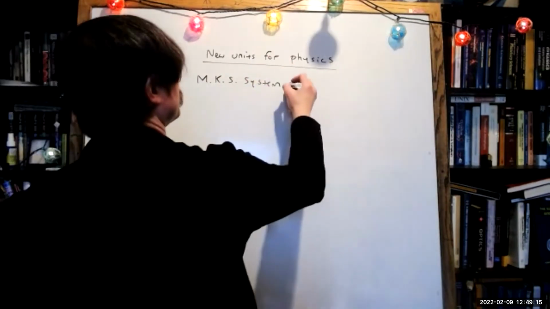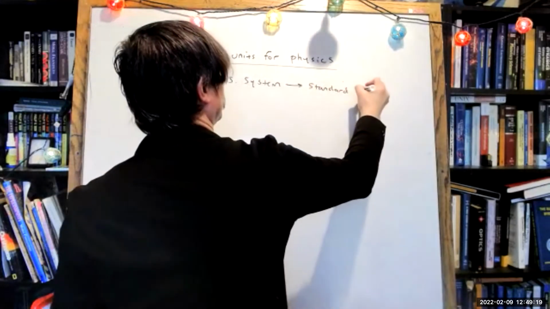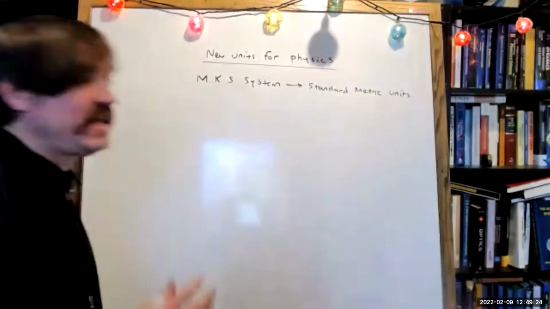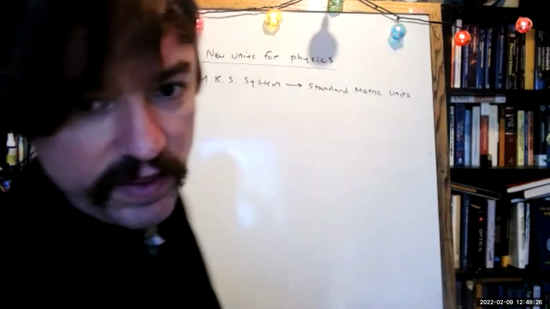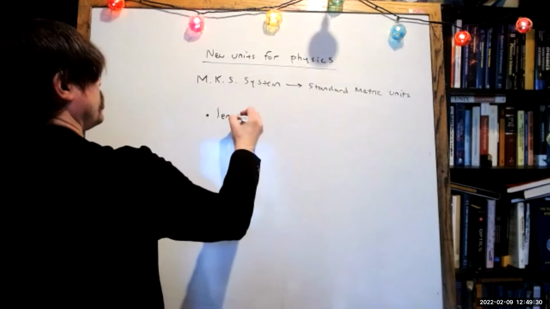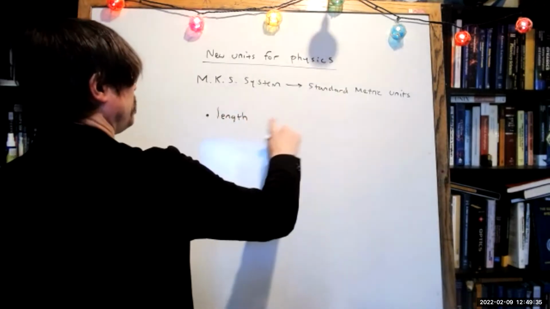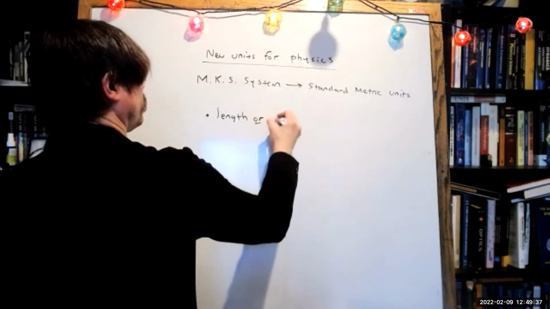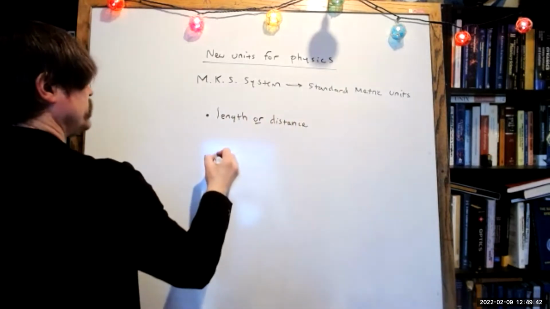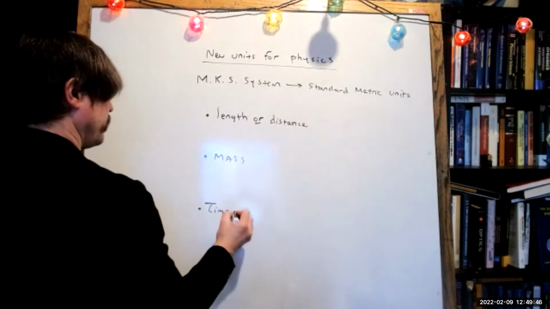And they're basically sort of like your standard metric units. There are many different metric units. The basic quantities that we will be considering are either length or distance. I don't want you to think that's divided by length or distance. And then there's mass. And then there's time.